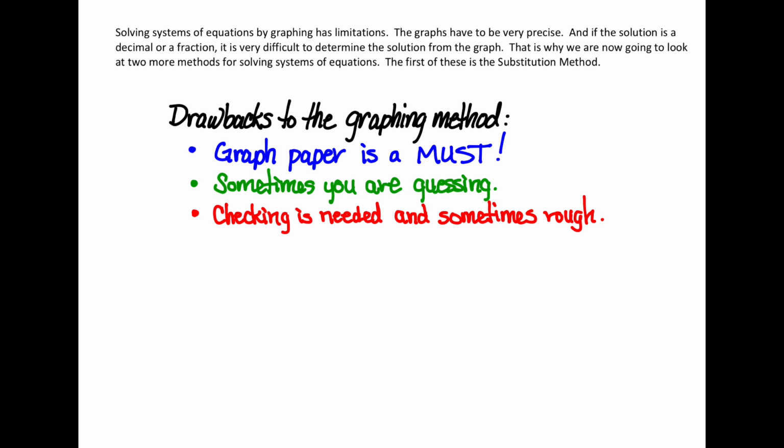And because you're guessing, you have to check. And sometimes that checking gets pretty rough because you have fractions, and fractions aren't really easy to substitute sometimes. I'm sure there are others, but these are the main ones, right? And if you can think of anything else, just add it to your notes. And the idea is graphing is great when you need a visual, when it works out nicely, when you get integer answers and don't have to guess. But there are a lot of times when that's not going to happen. So we need some options.